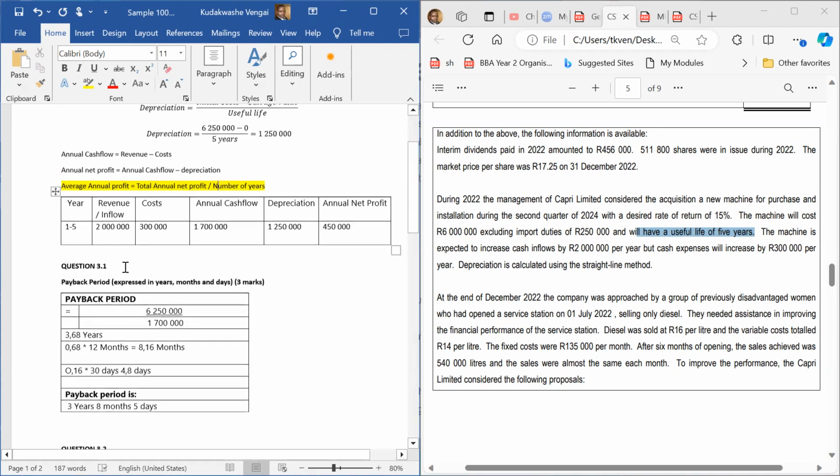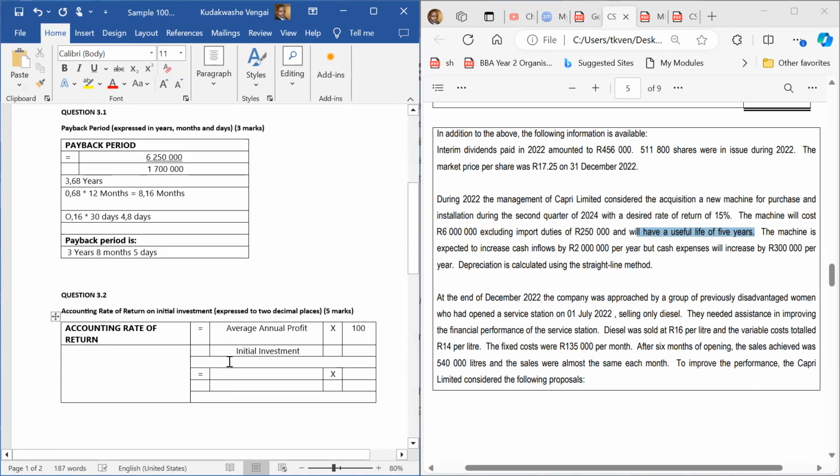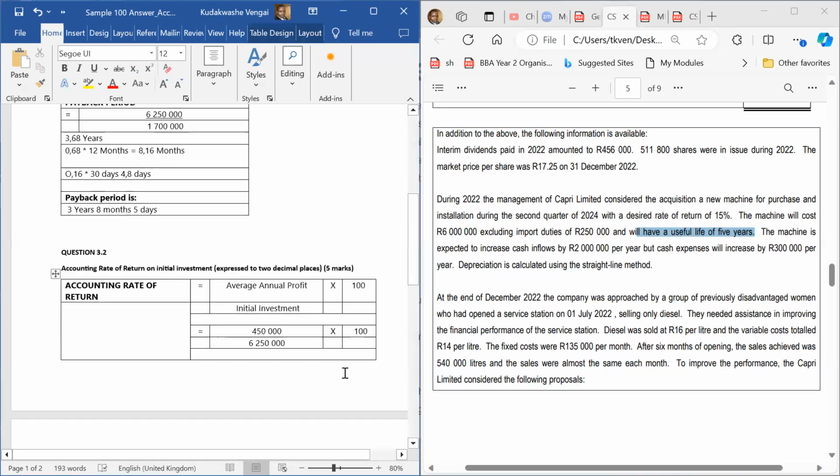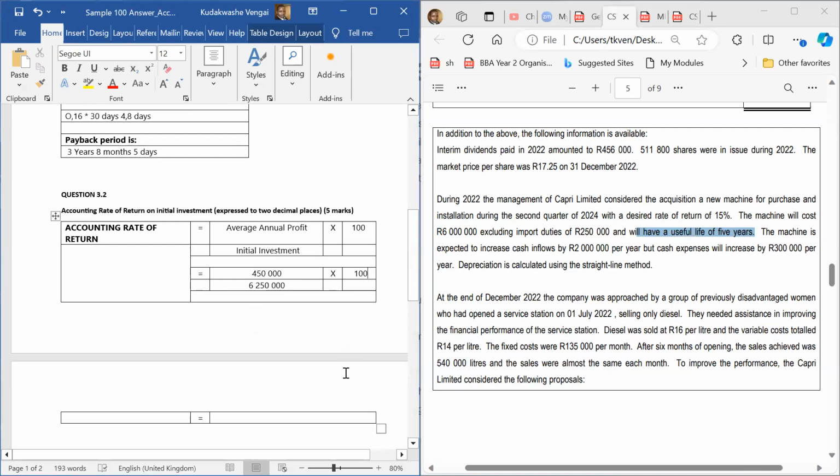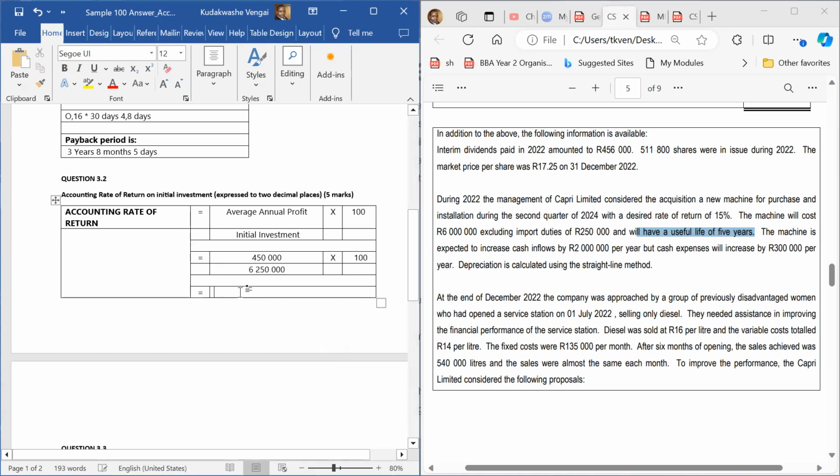Right? So now let's go back. So we have our formula, right? So we can now say average annual profit is 450,000 divided by the initial investment, which is 6,250,000 multiplied by 100. And we can put that in a calculator. 450 divided by 6,250 multiplied by 100, and that gives us 7.2%. So that's our final answer. 7.2%, right? For this particular question.